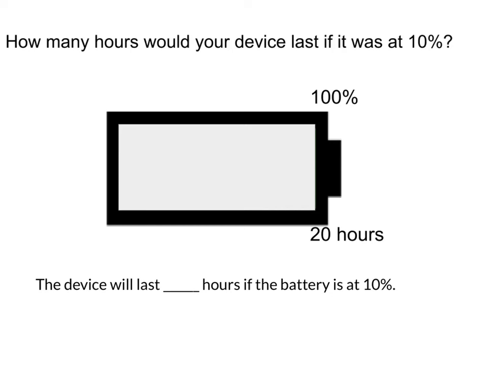Okay, so this example reads, how many hours would your device last if it was at 10%? Well, 10% of 100, so if you think about it, that's going to be 10 times 10. So 10 times 10 gives you 100. So that means I need to divide this into 10 parts.